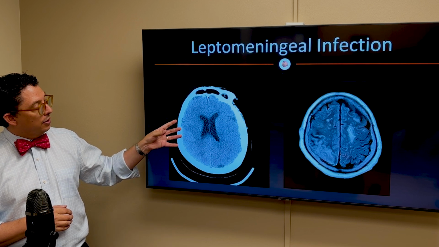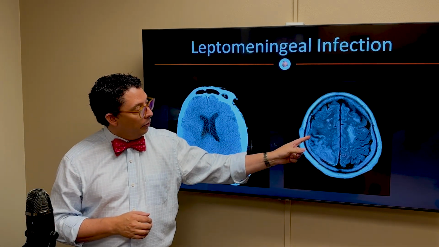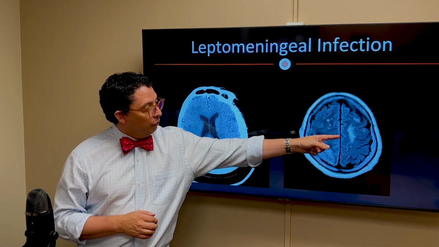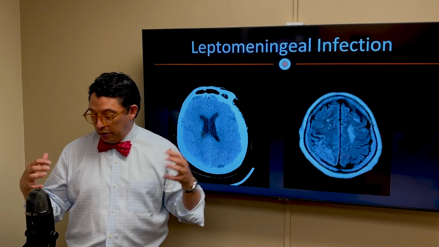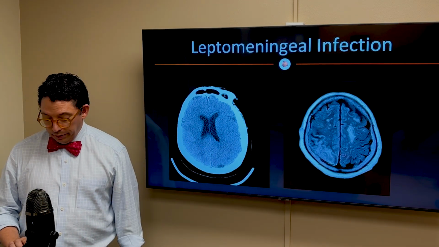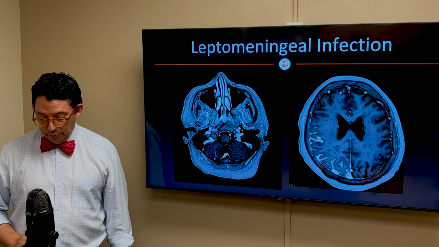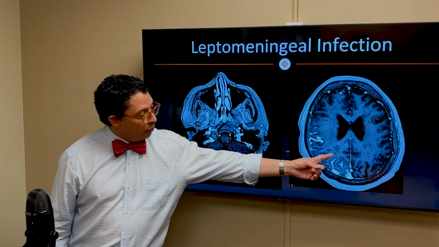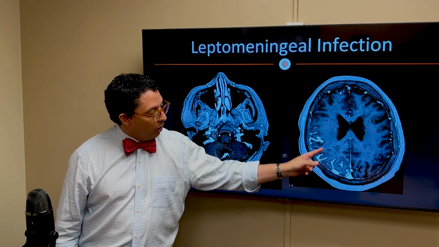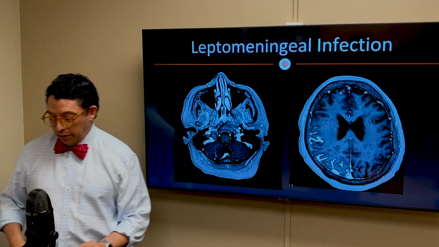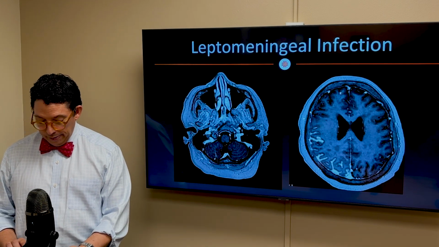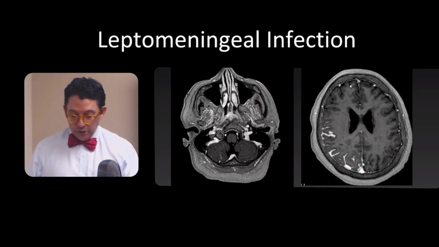Or this is an infectious one that is happening in the periphery. You see the hyperdensity in the sulci, and here in the T2 FLAIR, and you see how it's creeping through the sulci as well. In this patient that had leptomeningeal infection, as demonstrated in the T1 with contrast, you see the enhancement in the subarachnoid space. So that's kind of subarachnoid.